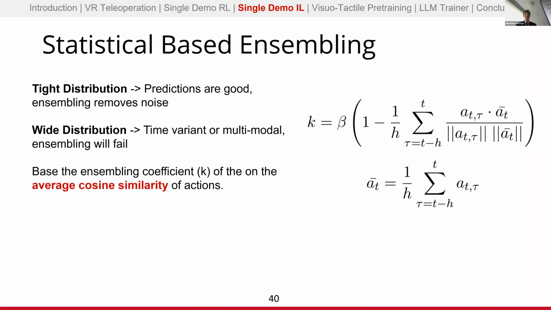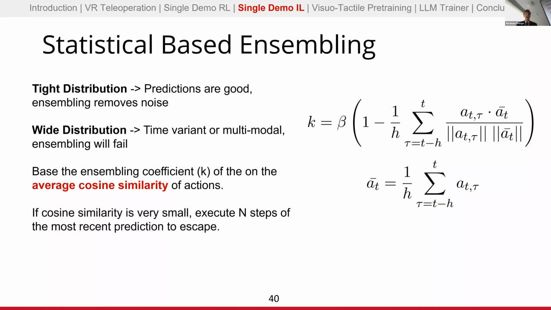So in order to make use of this, we say that we're going to base that ensembling coefficient on the average cosine similarity of the actions. Whenever the actions are tightly clustered, we have a low value of k, so therefore it doesn't decay as fast. But whenever the distributions are widely distributed, we have a high value of k, meaning our exponential weight decays quickly, so we only trust the most recent predictions.